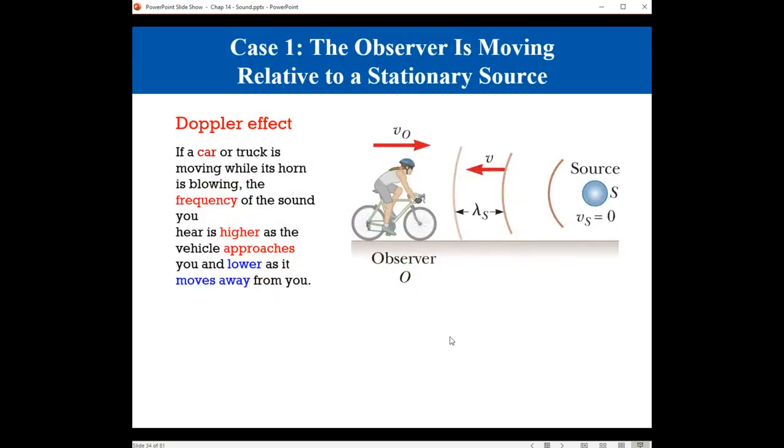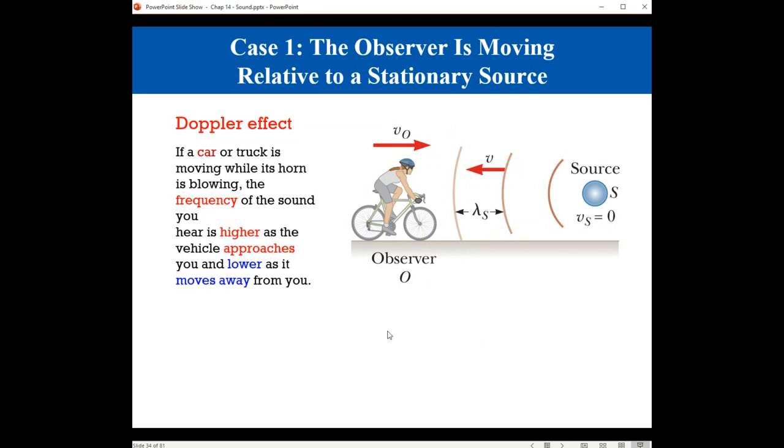One interesting effect is the Doppler effect. We are all familiar with this effect. If you are standing on the side of the street, if a car or a truck is moving while its horn is blowing, the frequency of the sound you hear is higher as the vehicle approaches you and lower as it moves away from you.